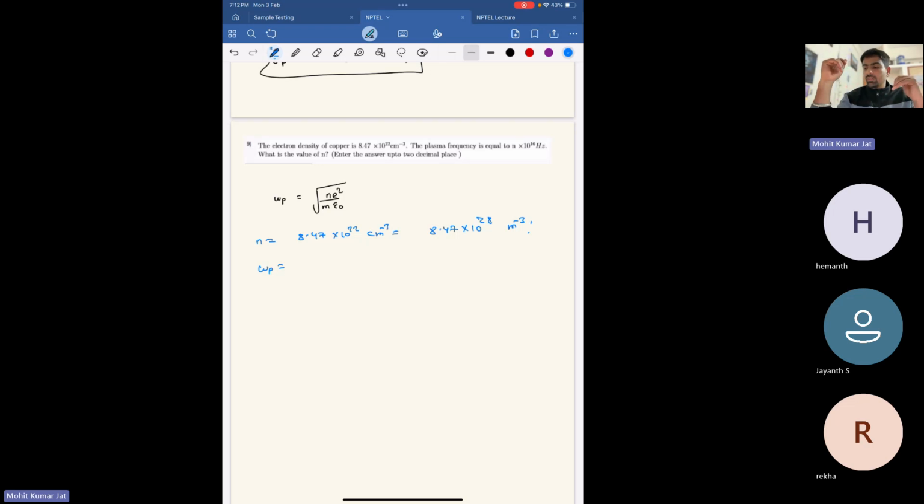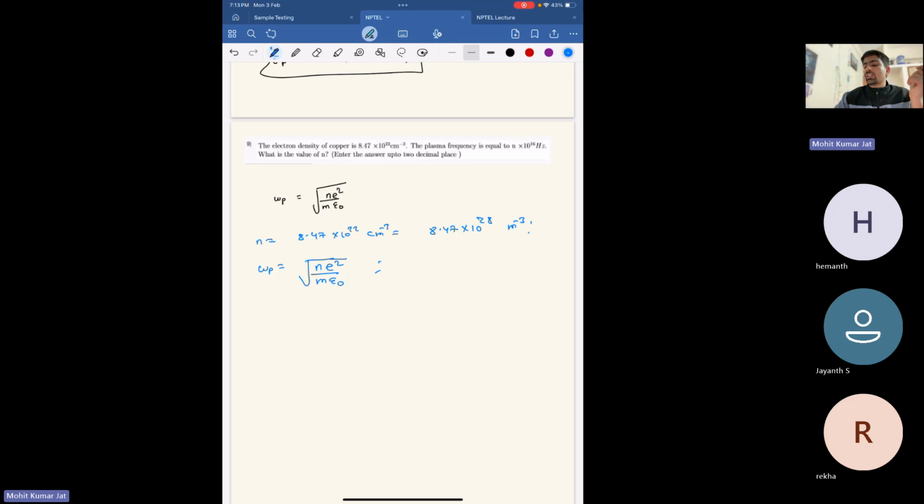Omega p is the plasma frequency above which transmission happens, and below which transmission doesn't happen. And omega p is given as n e square by m epsilon naught. Point to note is that the form which has been derived in the class is based on the CGS unit.